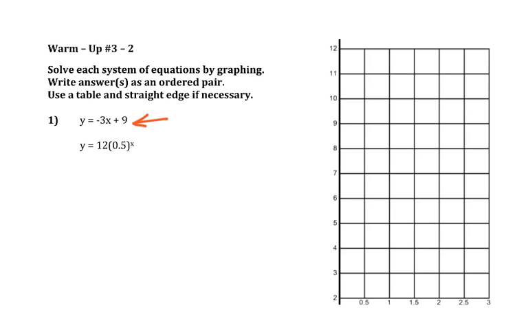We've got a linear equation and we have got an exponential equation. So for the linear equation, my slope is -3 and my y-intercept is 9. And so it's going to be graphed like so.